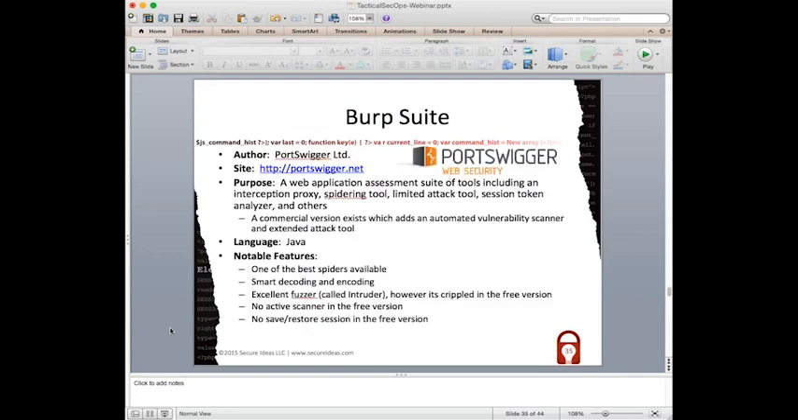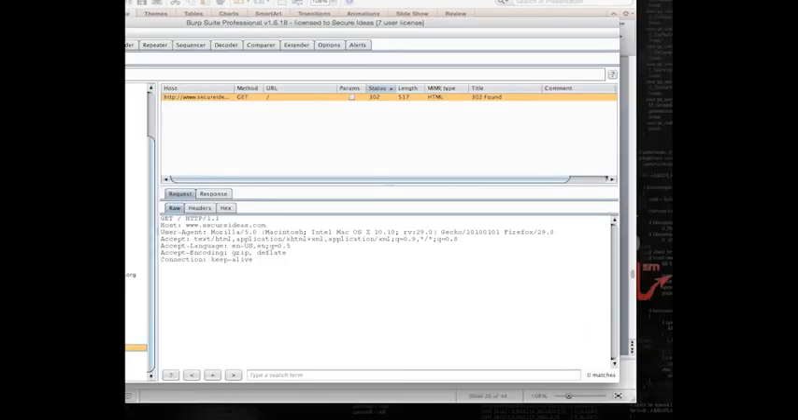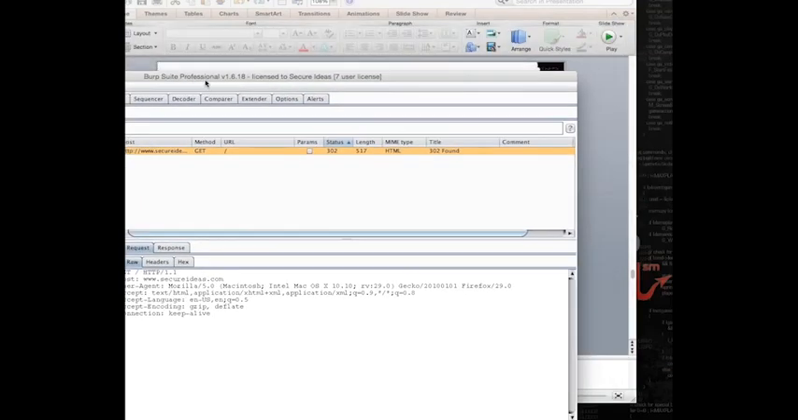Now, I mentioned Burp Suite. Let's go ahead and open this up real quick. Let's switch this over. Okay, I'm just going to have to do the screen. So I've got Burp Suite up and running here.